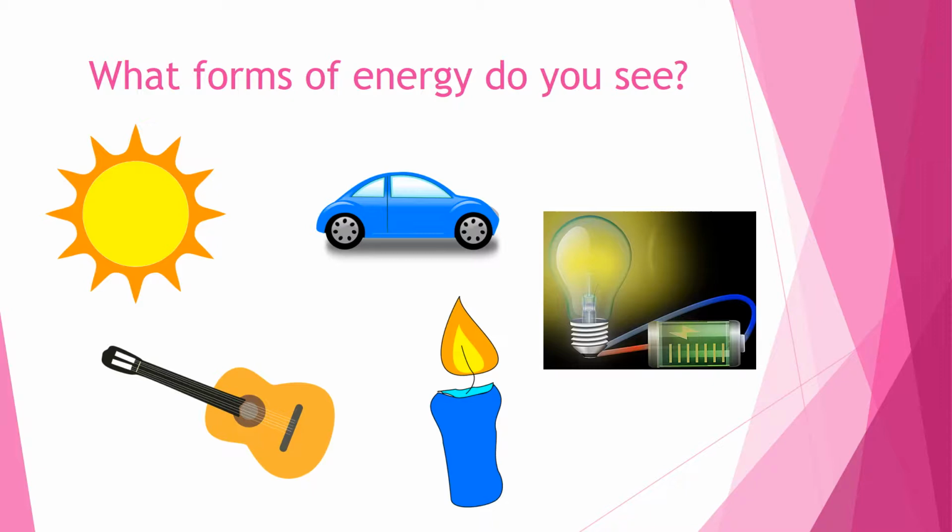All right, so you are correct if you thought, yes, the sun is a form of energy. The car, right, moving objects, that's a form of energy. We have the light bulb, that probably reminds you of electricity. The candle, definitely 2 forms of energy, which we will get to. And the guitar is, in fact, a form of energy.